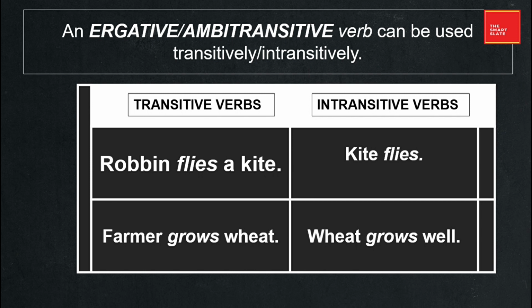So Robin flies a kite. Here we have an object, that is a kite. But in the second case, of an intransitive verb, we do not have an object. So flies becomes an ergative verb or ambitransitive verb because it is used transitively as well as intransitively. Similar is farmer grows wheat and wheat grows well. So grows here is an ergative or ambitransitive verb.